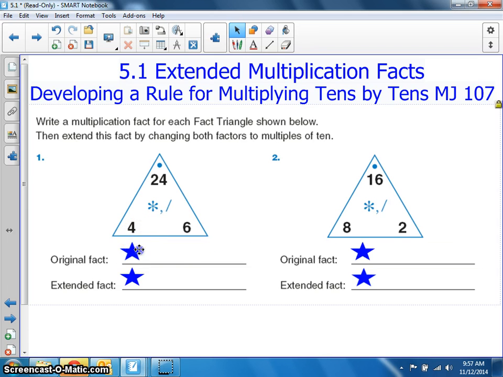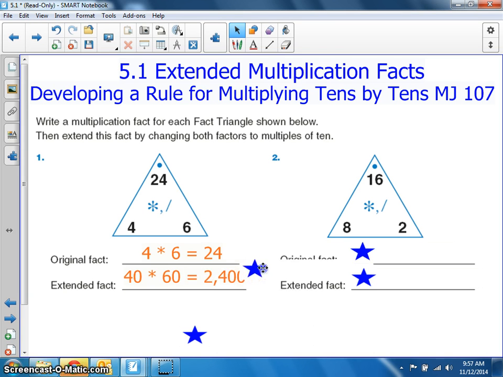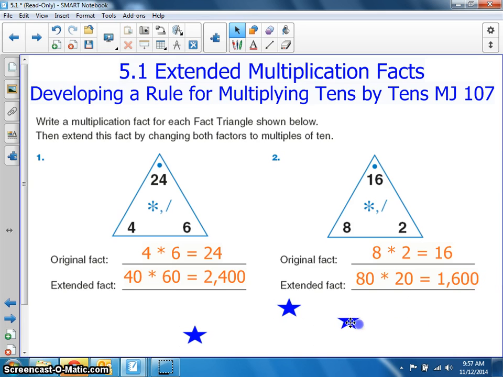Let's try this. 4 times 6 is 24. So 40 times 60 would be 24 and then the 2 zeros. Can you do this one for me? 8 times 2 is 16. So 80 times 20. If I asked what's the basic fact, I'd say 8 times 2. 8 times 2 is 16. And then we have 2 extra zeros there.